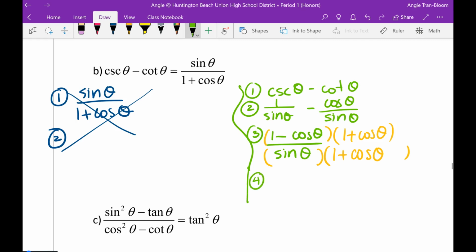1 minus cosine square of theta, all over... Should I distribute that or leave it? Leave it. Can you see the goal has one of the 1 plus cosines? Okay, so leave it. 1 plus cosine of theta. Now what?